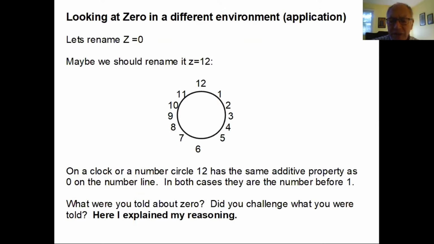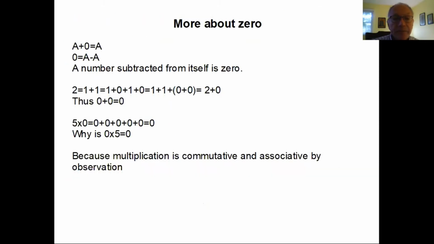What were you told about 0? Did you challenge what you were told? Here I am explaining my reasoning. We know now that a plus 0 is equal to a. Well, then if we subtract a, reverse addition, we get that a minus a is 0. So when we subtract a number from itself, we get 0.